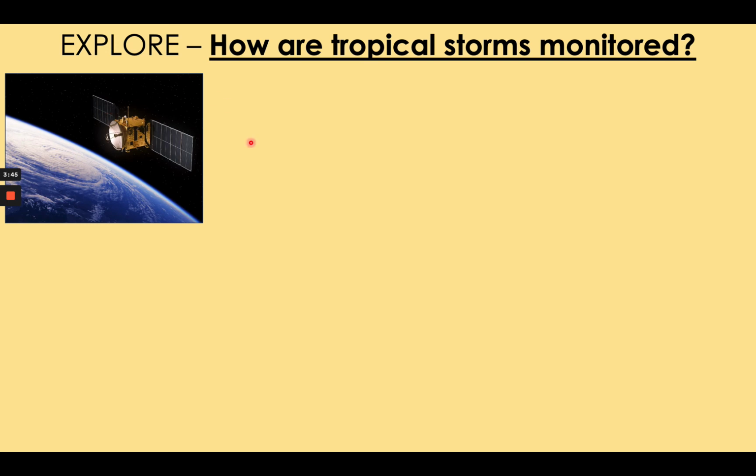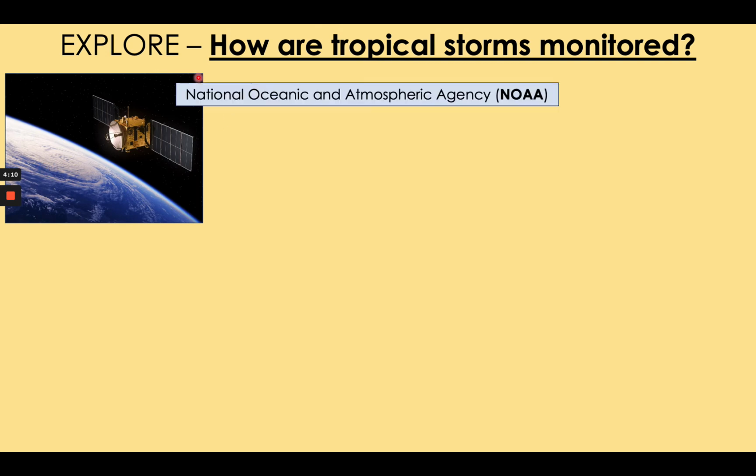This is a satellite. And a satellite is a piece of technology that orbits, which means goes around the Earth, and it takes pictures or video of events on the Earth, in this case tropical storms, and sends those pictures back to people on Earth so that we can use that information and we can prepare. This tropical storm here, Typhoon Haiyan, is being monitored by this satellite. Now here's how it works.